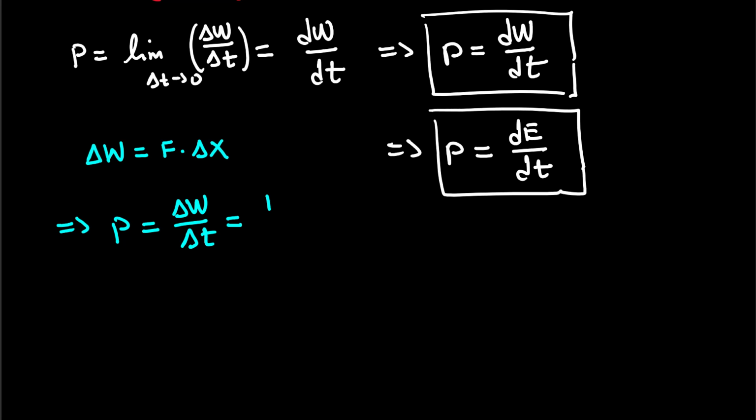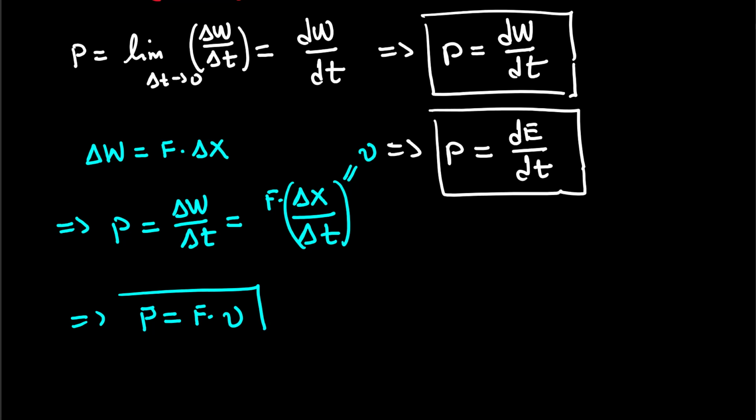This will be equal to F multiplied by delta X divided by delta T. Now, delta X divided by delta T is just V. This would mean that the power, or the rate at which an object does work, is equal to the net force acting on that object multiplied by its speed. This is quite beautiful, and it's a formula that I urge you to remember.